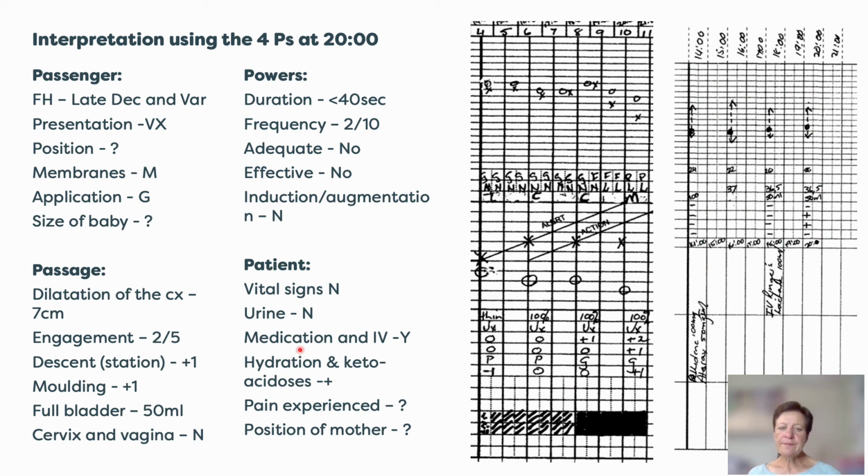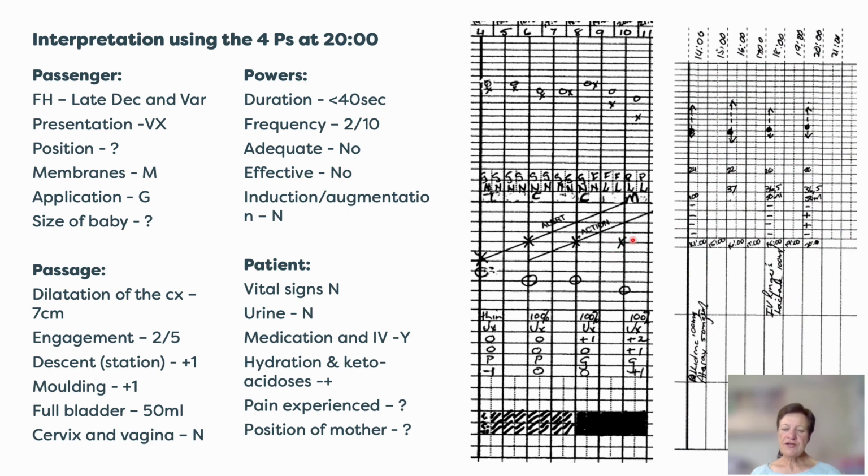Now, when we look at the patient here, we see that she has an IV of Ringer's lactate which has been put on here. But here we also now see that there are ketones in the urine. So there's ketoacidosis developing. We see nothing more about pain. So I think the biggest problem here is that the progress of labor is falling far on the right side of the action line.